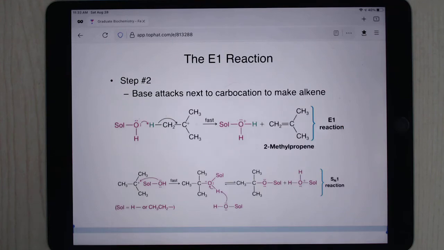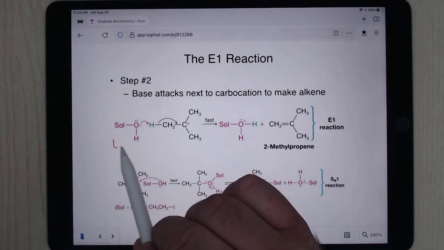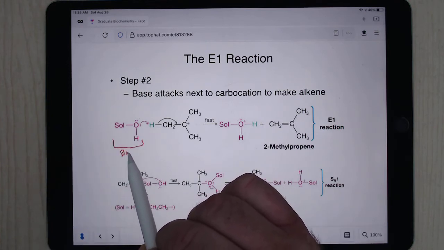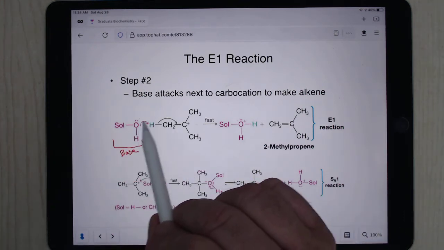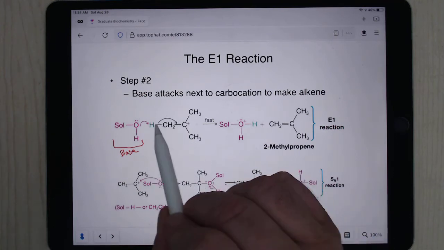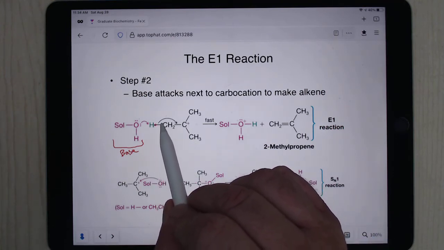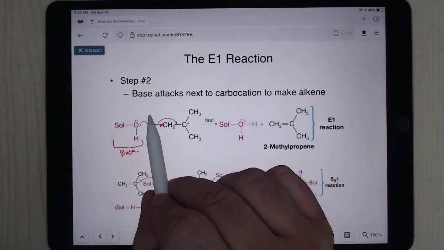After that, then it has a choice. So you can have this act like a base. Remember, you have to have an adjacent hydrogen. So it's going to grab this hydrogen and these 2 electrons, because remember, this is a polar covalent bond.